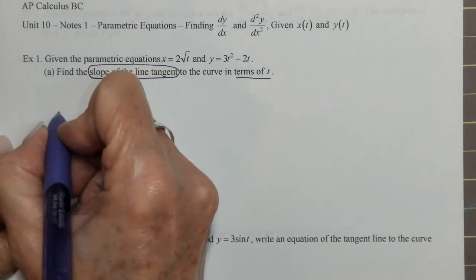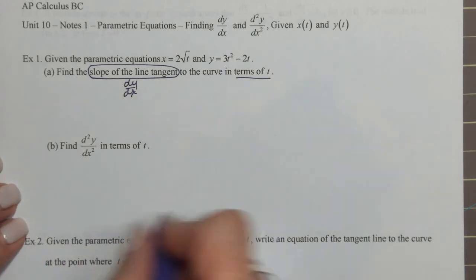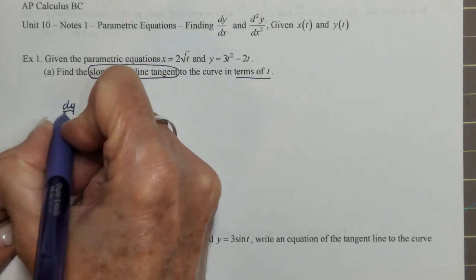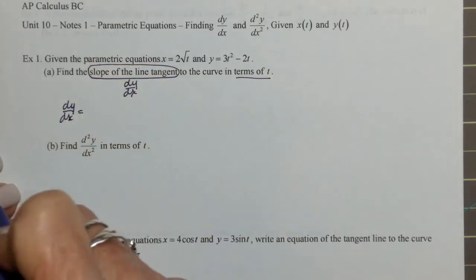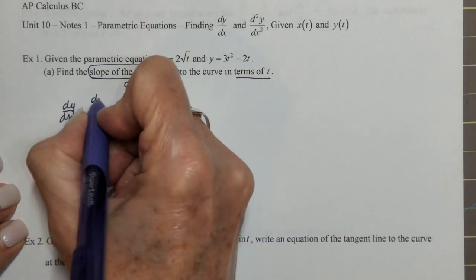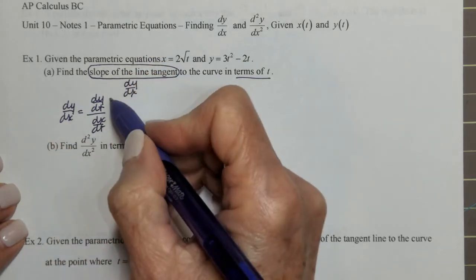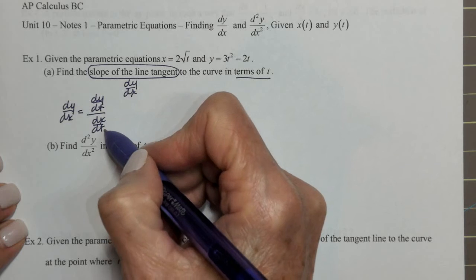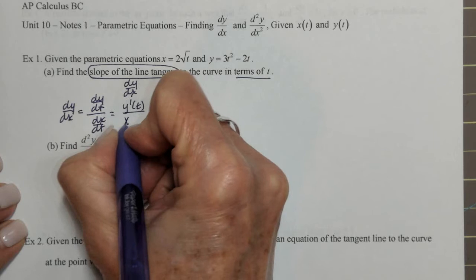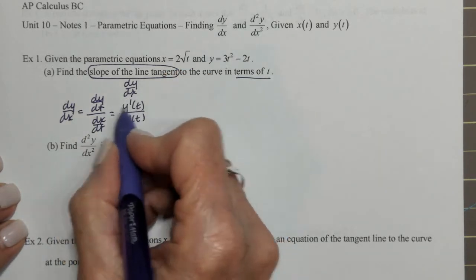So I'm going to be writing down everything that you need to show if you want to get full credit in an FRQ, you have to write these things down. So dy/dx is dy/dt divided by dx/dt. The derivative of the y divided by the derivative of the x. Another way we could have written that is y prime over x prime. They mean the same thing, so you choose which one you want to use.